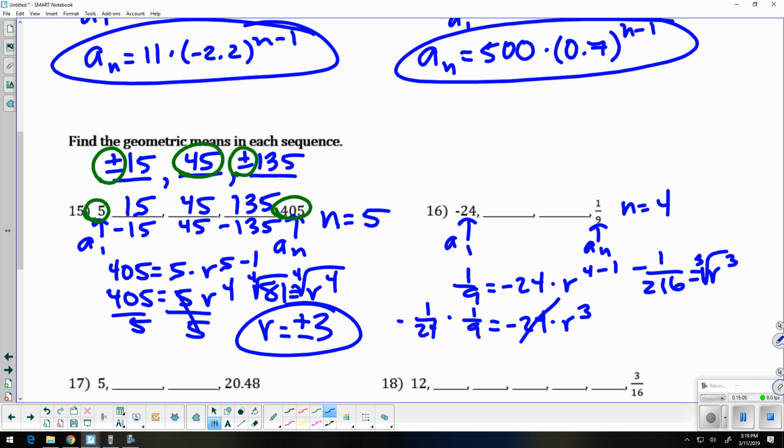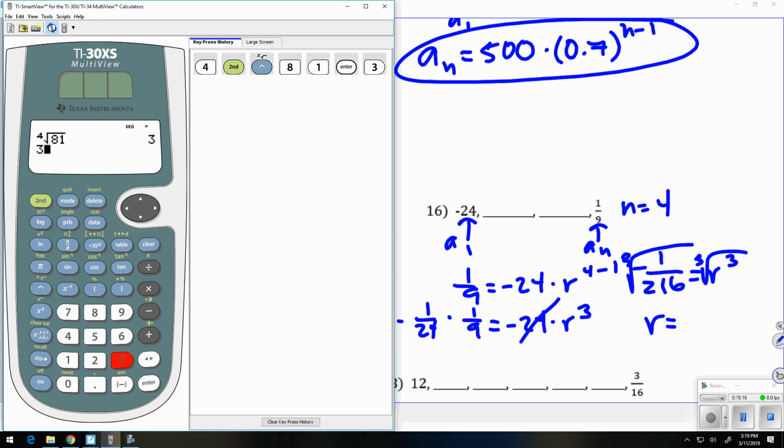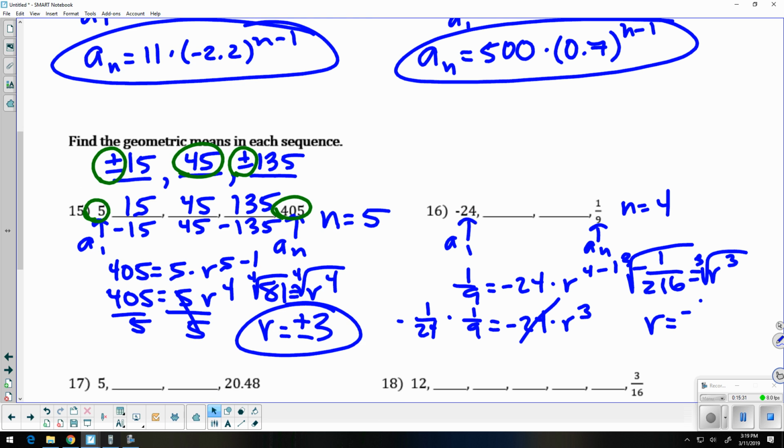And now we want to take the cube root. If it's odd, you don't have to worry about that whole plus and minus thing. We're just taking the cube root of negative 1 over 216. Just make sure when you type it in, cube root, shrink it down. Now we have negative, don't forget the negative, fraction 1 over 216. And you should get negative 1/6. So r is simply negative 1/6, our answer.